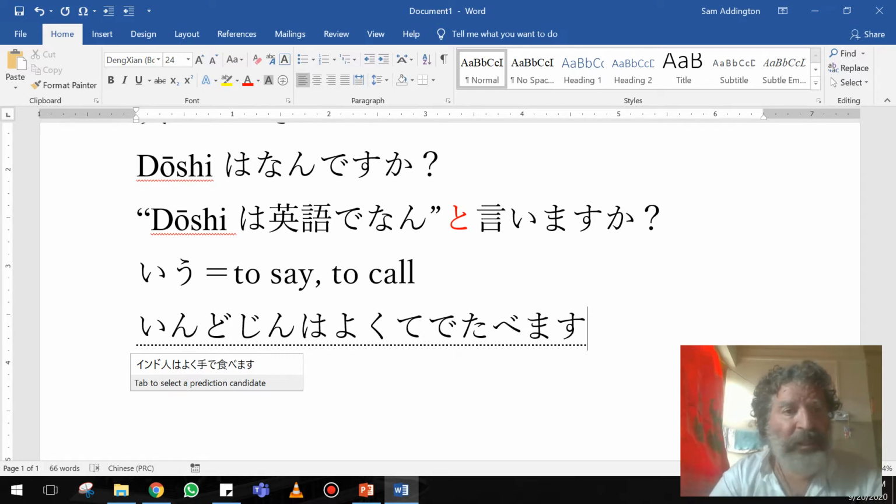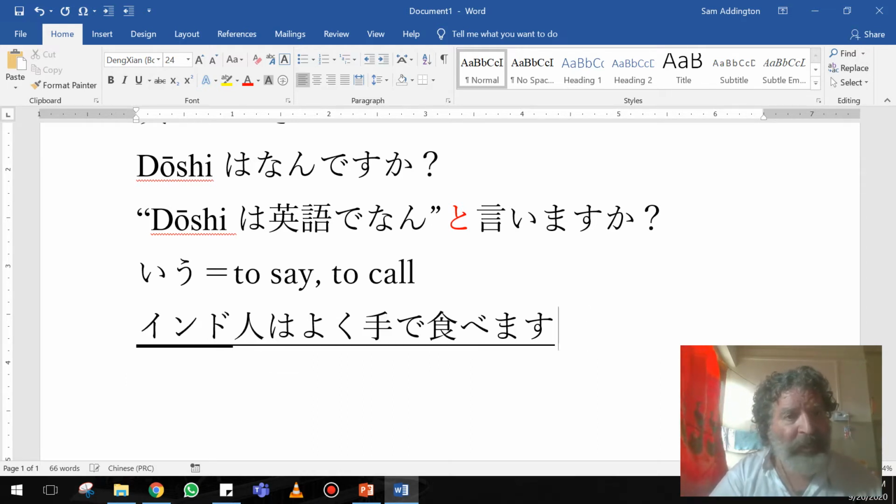tabemasu. So, I'm just doing this to illustrate the power of the parsing software. All of these words have been parsed. I put in a string of romaji. It's translated it into hiragana. But not only that, it has parsed the sentence so that it knows that I've said an Indian. And it's written that out for me. So I'm going to go ahead and hit the space bar, and that's going to change it.